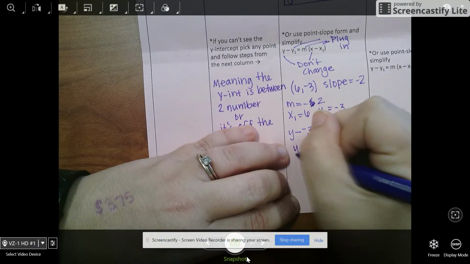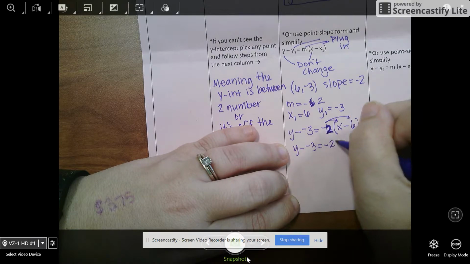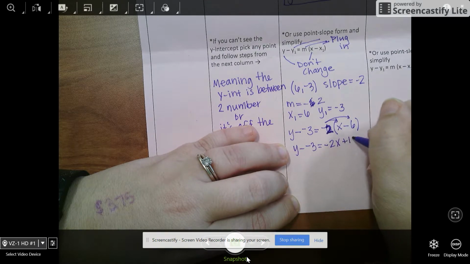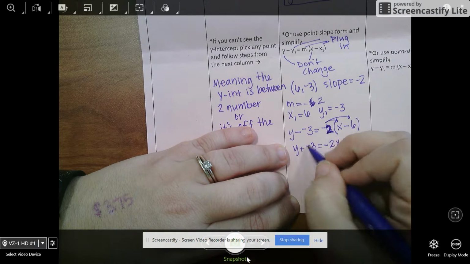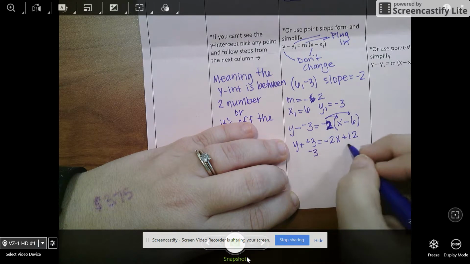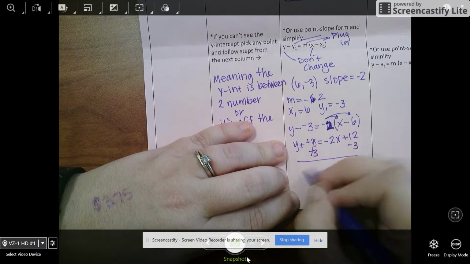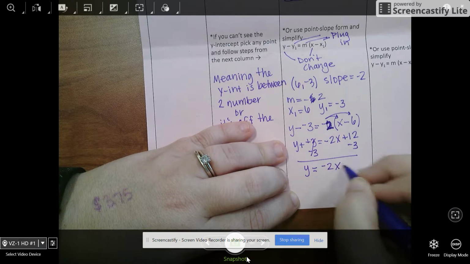So I've got y minus -3 equals -2x plus 12. Okay, and then this is minus a -3, so I'm going to change those to pluses because minus a negative becomes plus. And then I'm going to move the 3 to the other side. And I put it under the 12 because it was its like term. So I got y equals -2x plus 9.